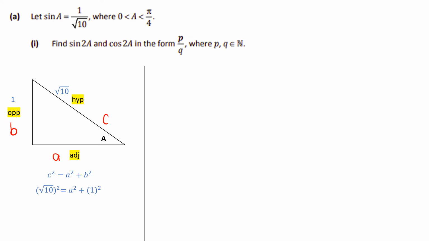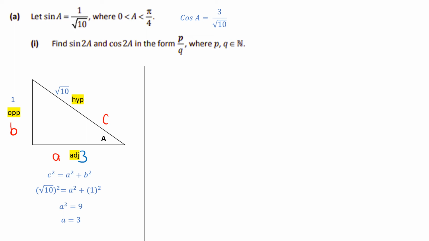And subbing in, I get root 10 squared is equal to a squared plus 1 squared. That gives me a squared equals 9, so a equals 3. Now that I know my adjacent is 3, I now can get my cos. So cos is adjacent over hypotenuse. So the cos of A is 3 over root 10.